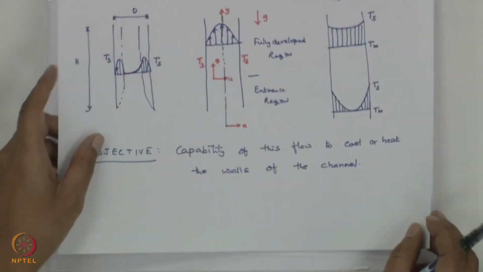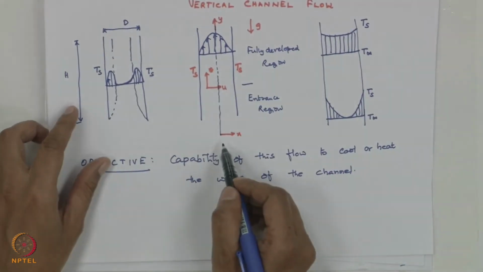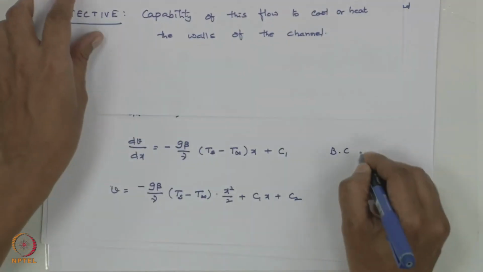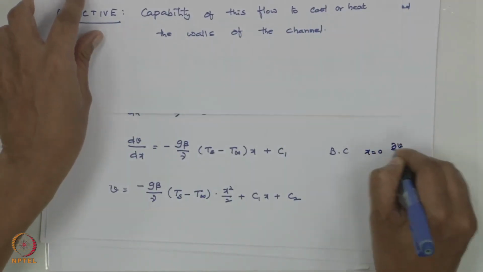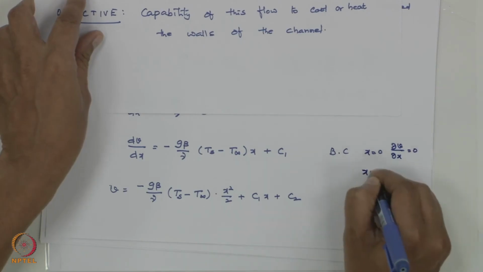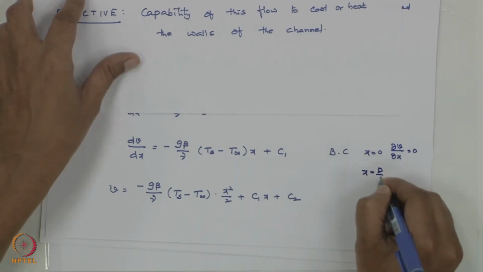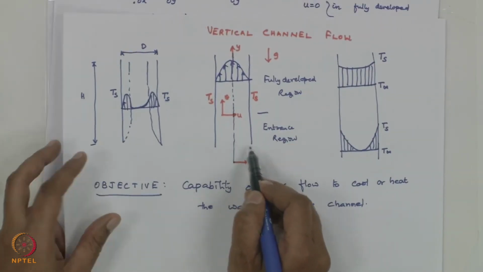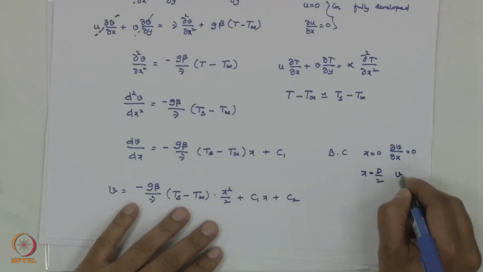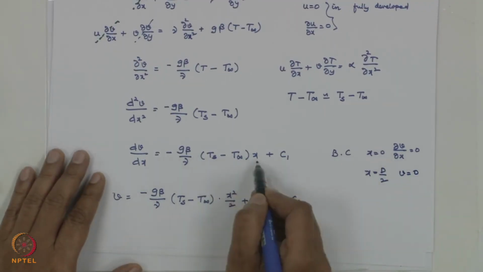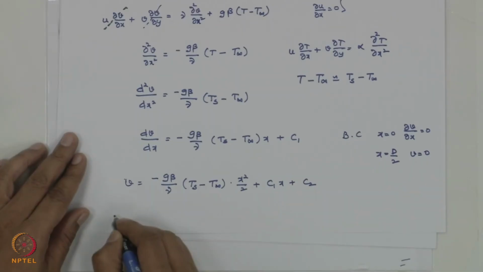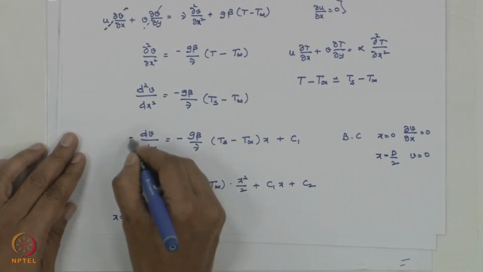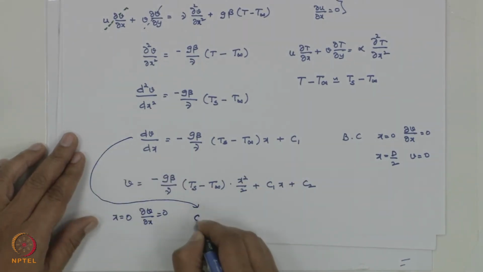This is a little tricky, because I have taken x at the center. So at x equal to 0, del v by del x equal to 0 because of the symmetry. And at x equal to d by 2, where this dimension I have taken as d, v equal to 0 because of the no slip condition. If you apply x equal to 0, del v by del x equal to 0, from this equation you get C1 equal to 0.